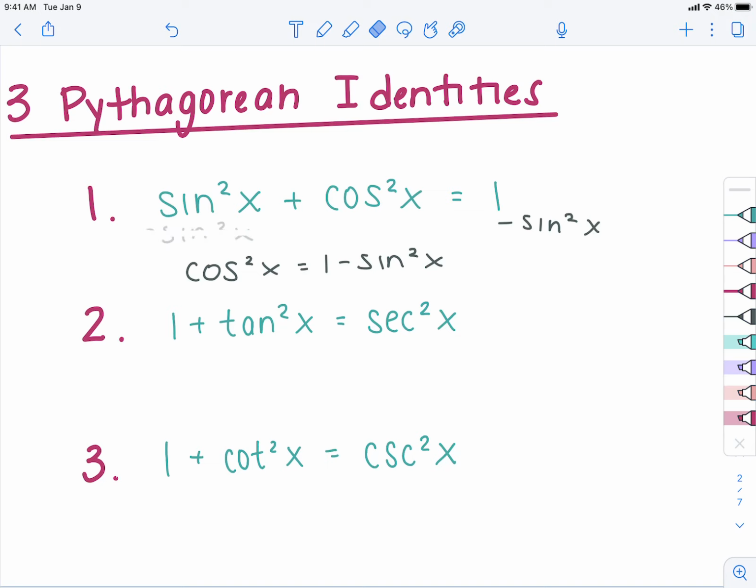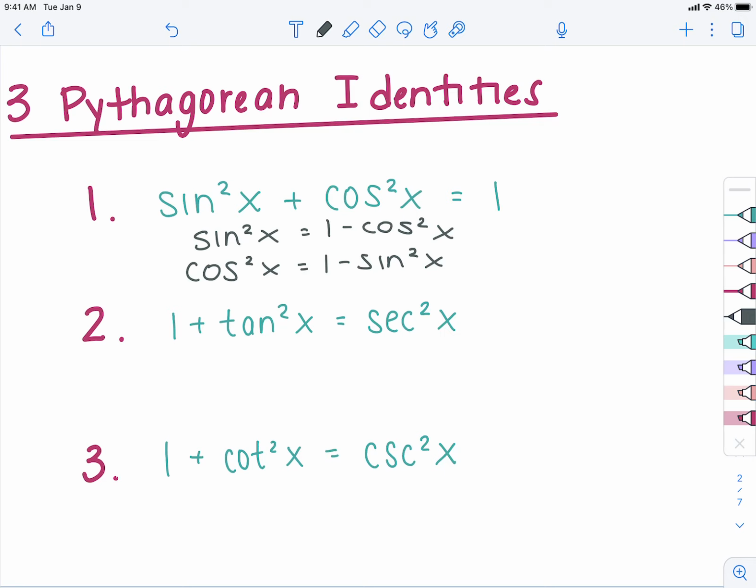So anytime you see cosine squared, you could also rewrite it as 1 minus sine squared, or if you saw 1 minus sine squared, you could change it to be cosine squared. I could have done the same thing and moved cosine to the other side, which would have given me that sine squared x equals 1 minus cosine squared x. So those variations of the identity can show up and help us simplify things too.